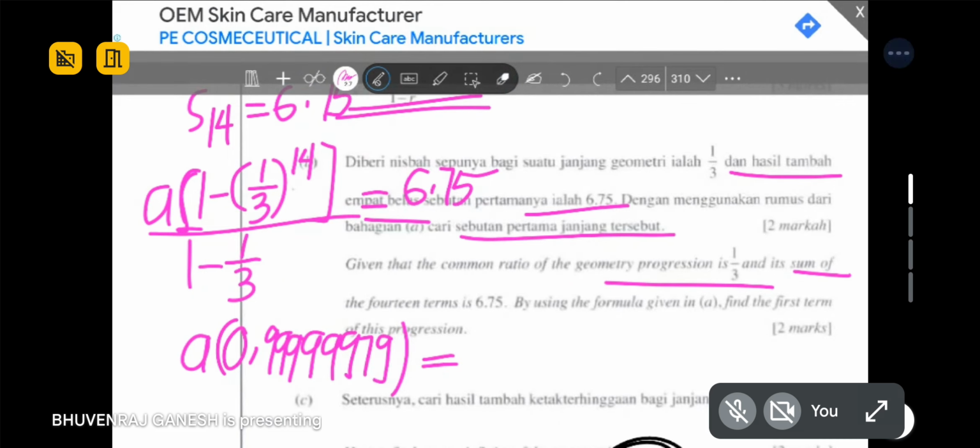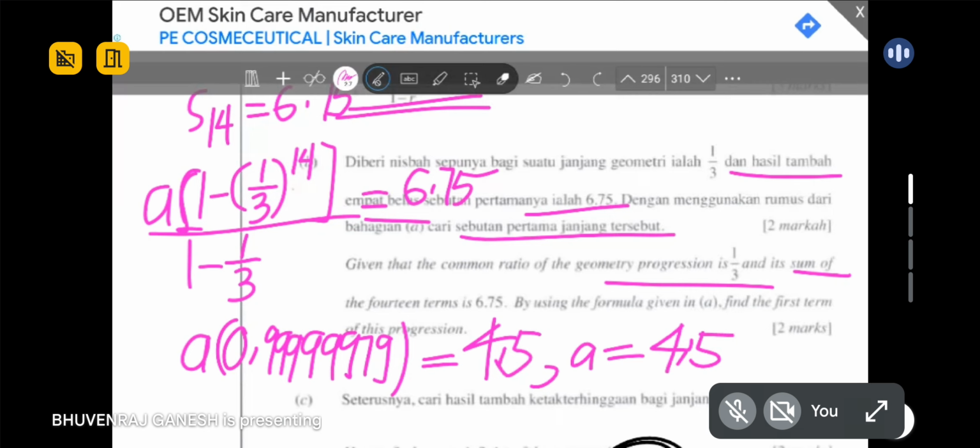Equal to 6.75 times 2/3. So just press calculator, 4.5. So then you can get the A. Am I right? Just find the value of A. So you should get the final answer is 1 minus 1/3 power 14. So your A value is 4.5.